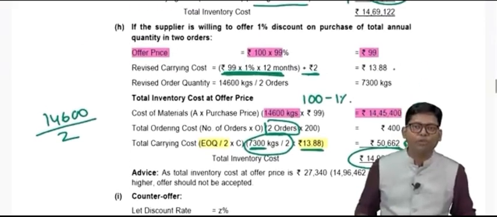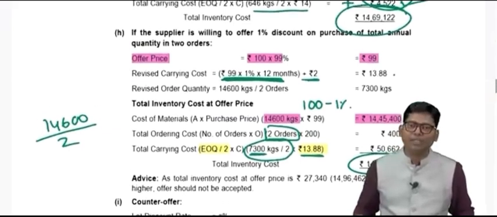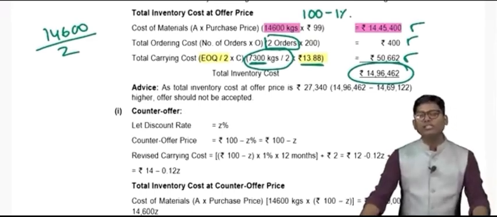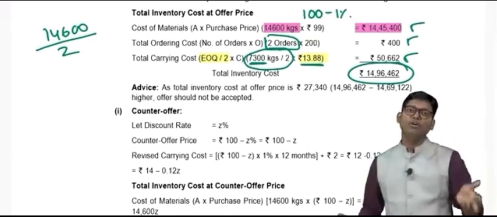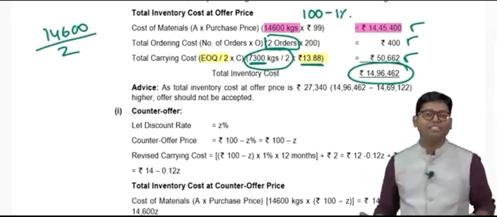What was the EOQ's cost? The EOQ's cost was 14,69,122. But your proposal's cost is 14,96,462. Even after getting the discount, your proposal cost is higher than the EOQ. So obviously, the proposal is not to be accepted, and the same advice has been written here.